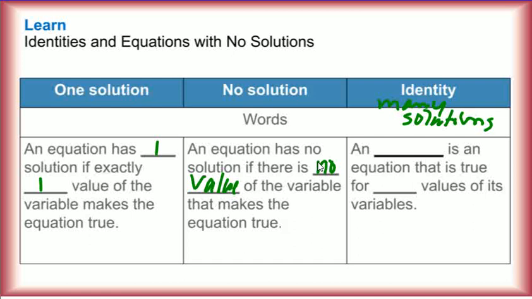And the last one says an identity is an equation that is true for all values of its variables. So this one means I can put any number in for the variable and it will always be true.